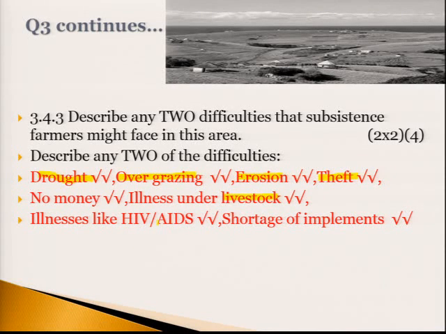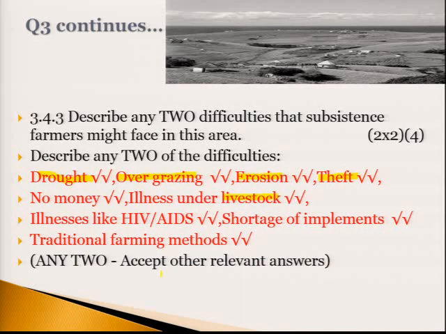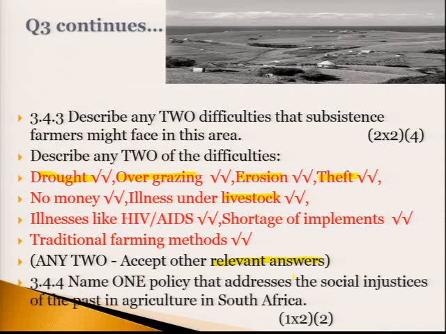Illnesses will also come to people. There will be a shortage of implementation of ideas. Traditional farming methods will also be part of it. And then, colleagues, let's take any two of them to see the difficulties that might be experienced. It's not an easy question. 3.4, it's a challenging question. The difficulties that you might find there, let's credit any relevant answer that learners have given us.